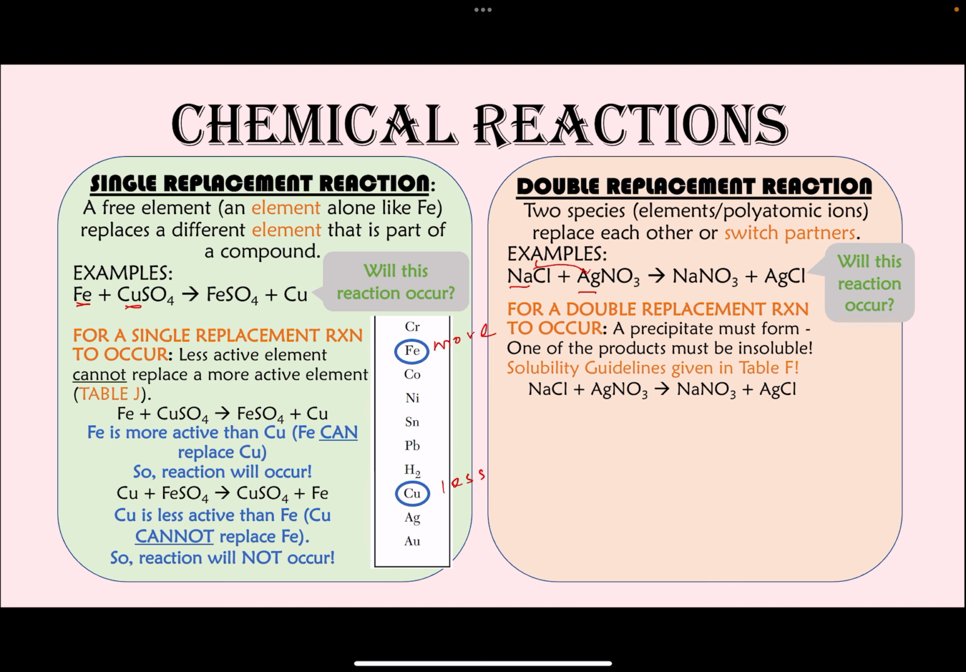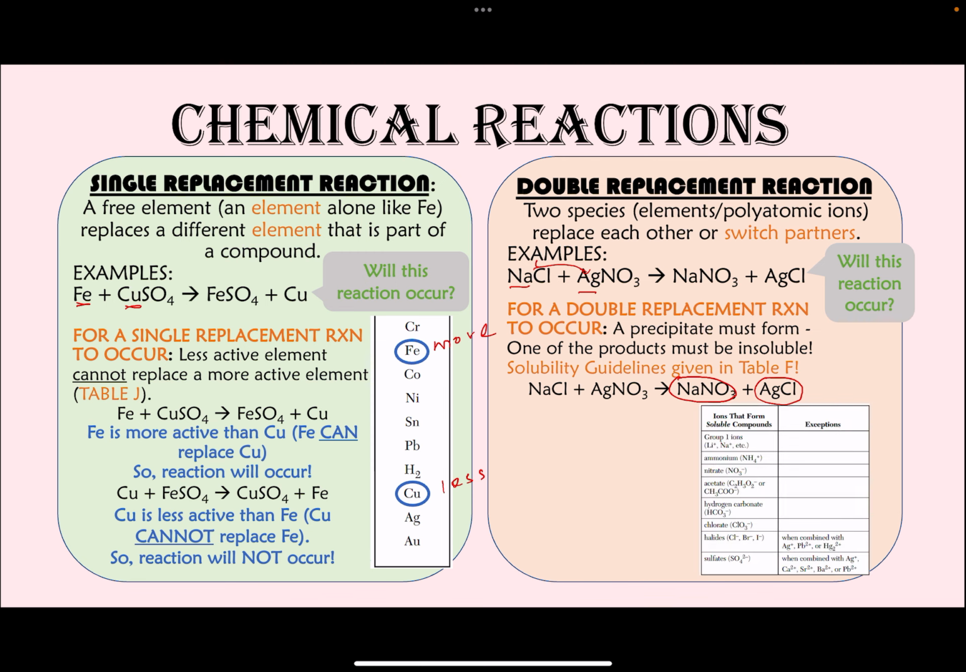So that means we're going to have to look at the solubility guidelines that are given to us in table F. So if you go ahead and open table F, remember that we are looking for a precipitate in the products. So you are going to look at both of your products, the sodium nitrate and the silver chloride, and you're going to figure out if either one of these two is going to make a precipitate.